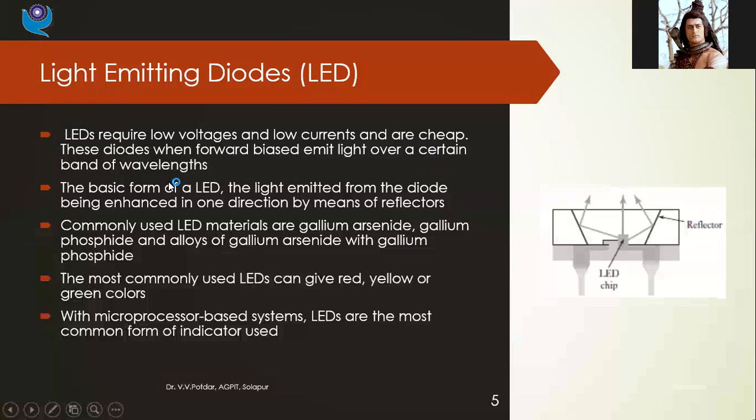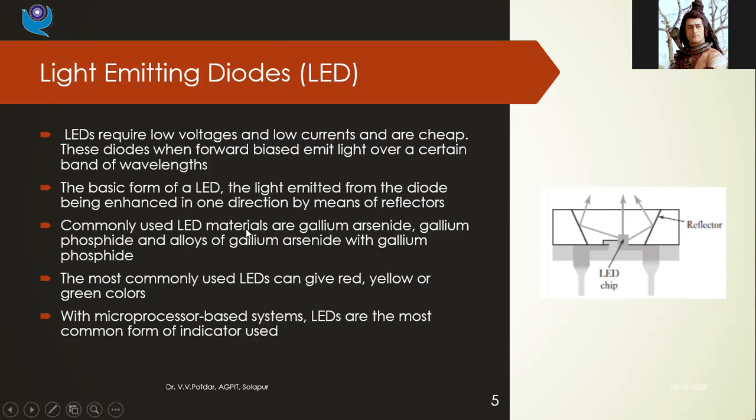How about LEDs? Light emitting diodes require low voltages and low currents and are cheaper. These diodes, when forward biased, emit light over a certain band of wavelengths. Right? The basic form of a LED has the light emitted from the diode enhanced in one direction by means of reflectors. Right? This is a light emitting diode. This is a chip on which this LED is there. Just to enhance that light, reflectors are used. In decorations, in Ganpati decorations, you must have seen those LED lamps. And if you observe it very closely, you'll see the LED and then the reflector surfaces over which the light appears bright, right?